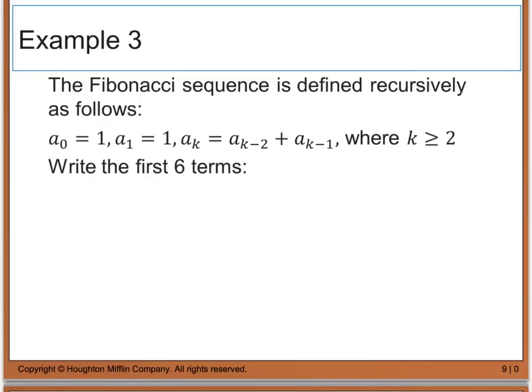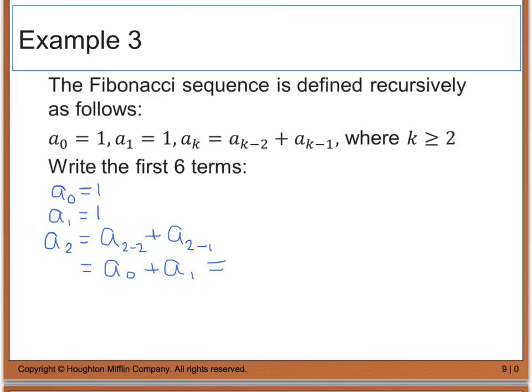So let's look at our a sub 0 was given. We know that that's 1. A sub 1 was given. We know that that is also 1. Now we have to go in and find a sub 2. Well, a sub 2 means I'm going to take a sub 2 minus 2 plus a sub 2 minus 1. Now I know that a sub 2 minus 2 is really going to give me a sub 0 plus a sub 2 minus 1 is really a sub 1. Now from up above, I know that a sub 0 is equal to 1 plus my a sub 1 term was also equal to 1. So this gives me 2 for my a sub 2 term.